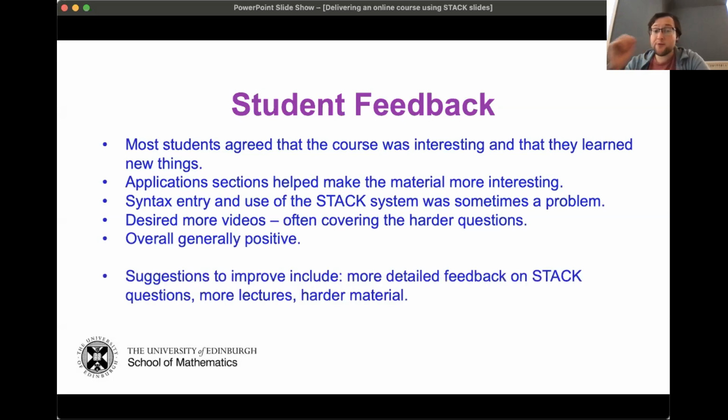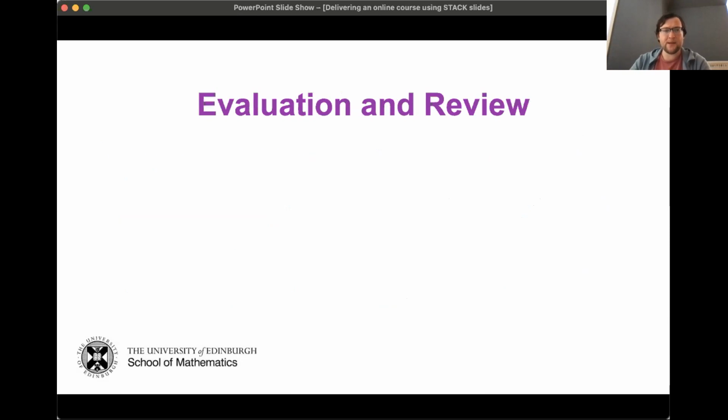Some other suggestions to improve: they wanted more detailed feedback on the STACK questions. They wanted some more lectures, and some people wanted harder material even, which I was quite surprised about, but fair enough. What I did realize, speaking as a mathematician, was that the feedback given by the STACK questions that I thought was a full general solution doesn't necessarily translate to what students from different disciplines thought was a general solution. I think there were details that I would naturally miss out that the students wanted in that feedback. So I've altered that now.